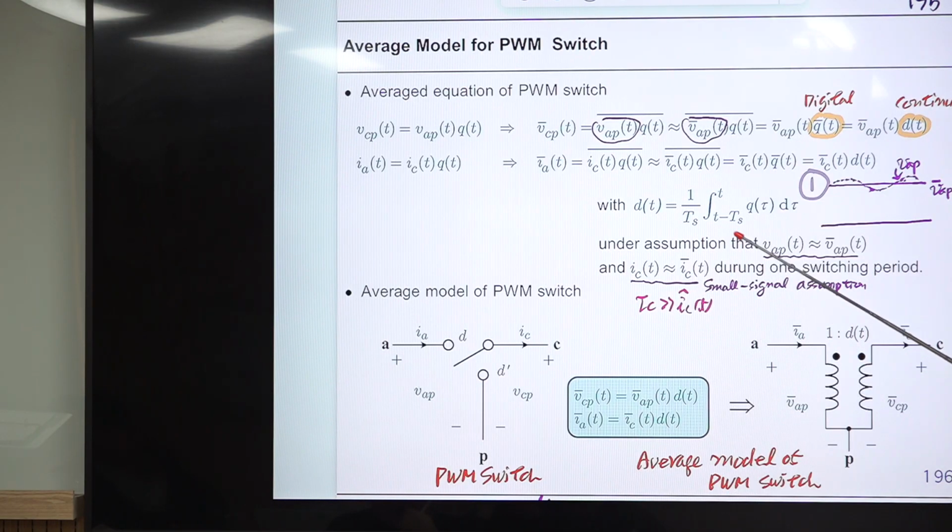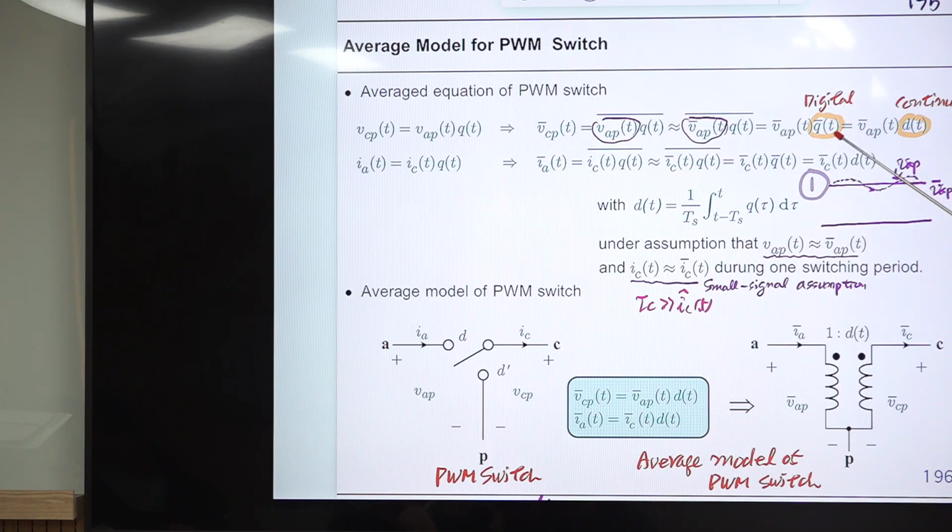So we need some approximation. This v_ap is replaced with this v_ap bar, which is constant. Then this constant comes in front. So it comes in front. This is a constant. Because of that, this is coming out of the bar. Then we have this.